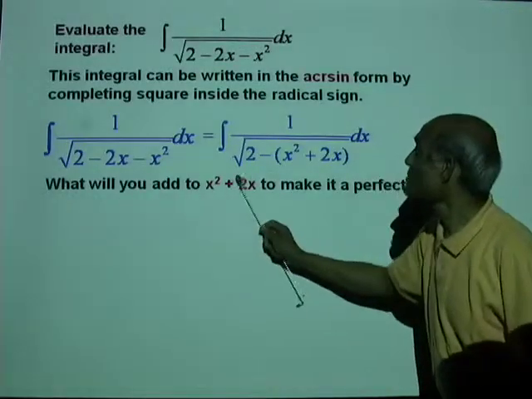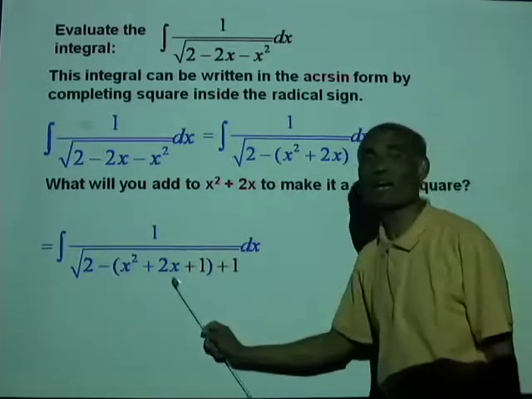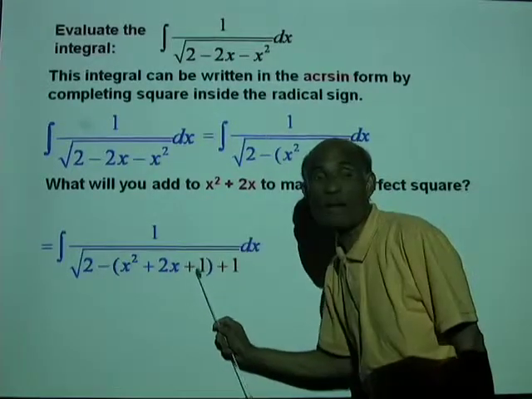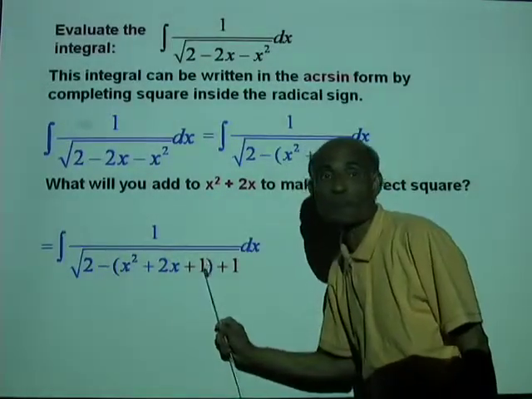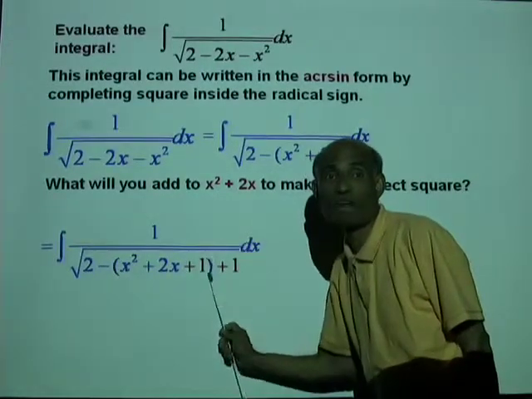What will you add to x squared plus 2x to make it a perfect square? Look at the way I have done that. x squared plus 2x plus 1 is a perfect square. That means I have added a 1 inside this bracket.